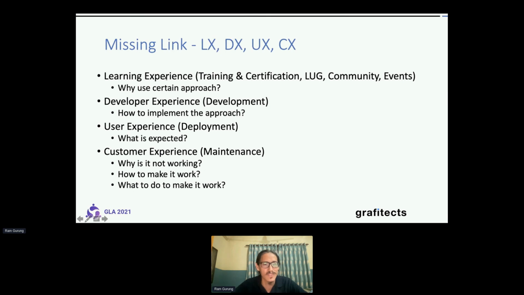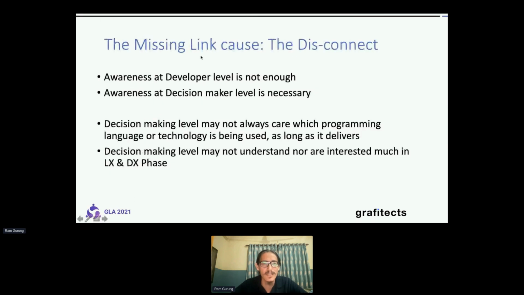We already know this aspect, so I'm not going to touch it because of the limitation of time. And the missing link is basically the disconnect between the developer and the decision maker. This is the thing I've faced again and again and again, because the employers don't actually want to educate their programmers, and most of the time the programmers are also solo programmers.